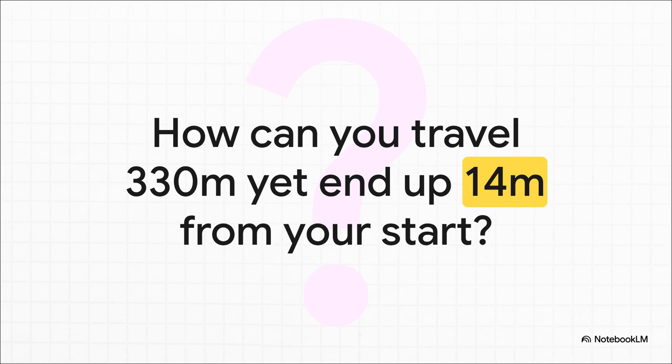Imagine you're at a theme park and you get on one of those giant Ferris wheels. The ride takes you around and around and around. You're traveling a massive distance. But when the ride finally stops, you're somehow only a few steps from where you got on. How on earth is that possible?